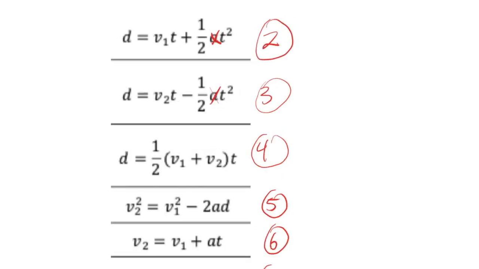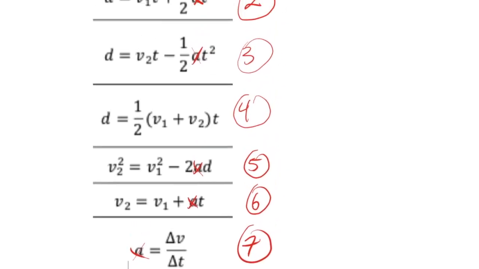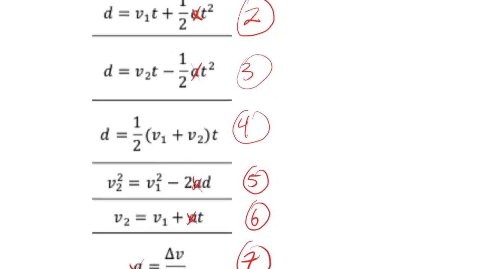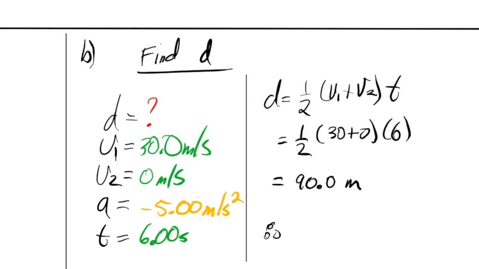Nope, nope, nope, nope, and no. So, as you can see, there's only one, and that's this equation right here. D is equal to 1/2 V1 plus V2 times T. Okay, so it's already in the form where D is isolated, so we can just substitute our values in. And we get 90 meters, and specifically positive 90 meters, because we're moving forward. So therefore, our displacement is 90 meters forward.